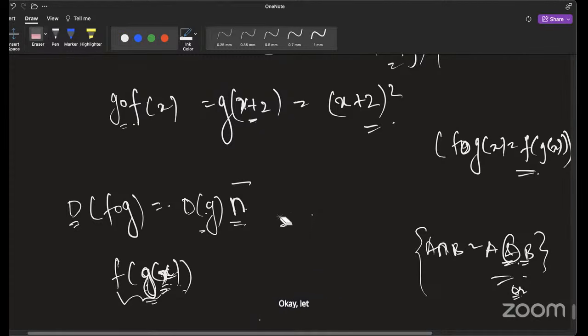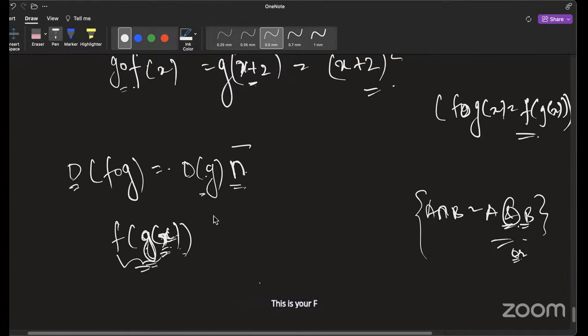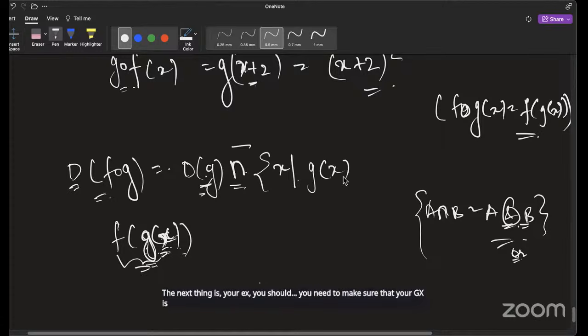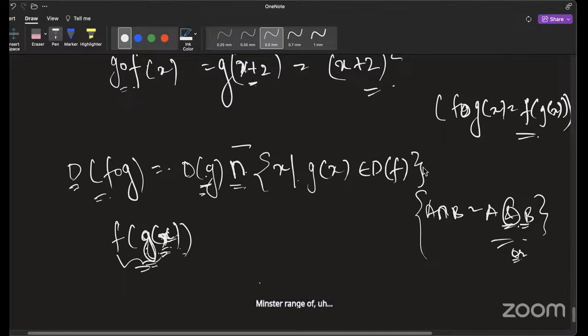Okay, let's just do this first. This is your FOG x, right? So first you just need to make sure that your x belongs to the domain of FOG. That means firstly your x should be something that you can apply G to. First thing is this, so it should be in the domain of G. The next thing is that you need to make sure that your GX is in the domain of F, right? Means the range of G should be in the domain of F.